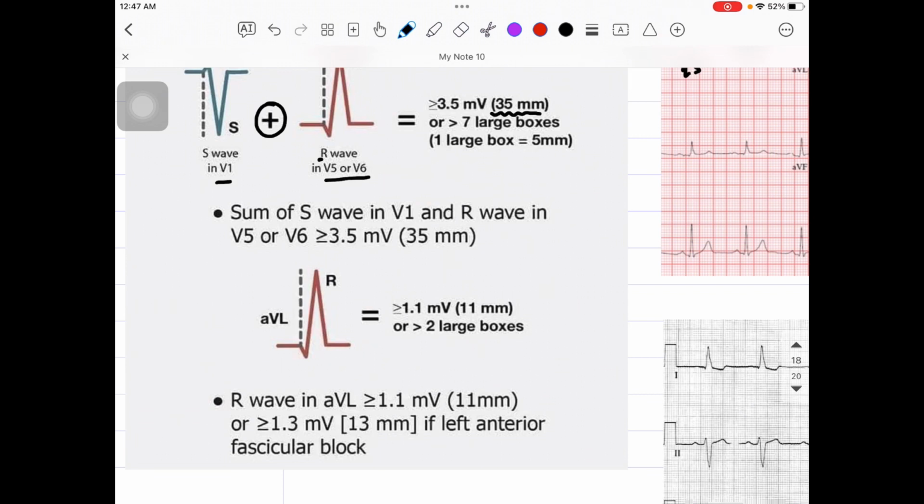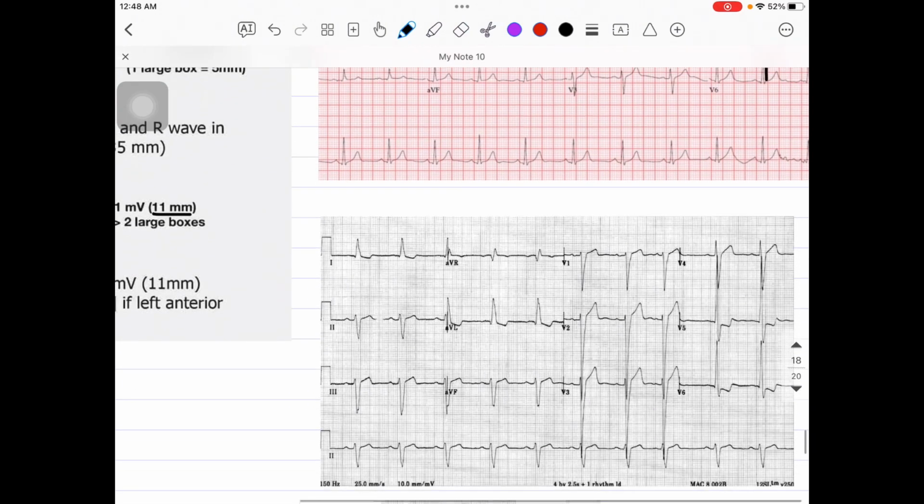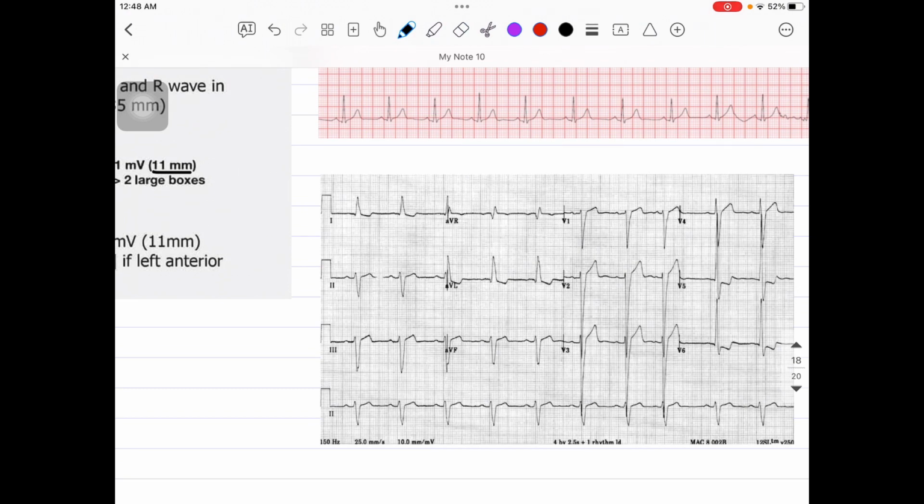Or the patient might have an R wave height in aVL of more than or equal to 11 mm. If the height of the R wave in the aVL lead is more than or equal to 11 mm, then also we can say that the patient might have LVH. Let's try to apply that in ECGs, for example.